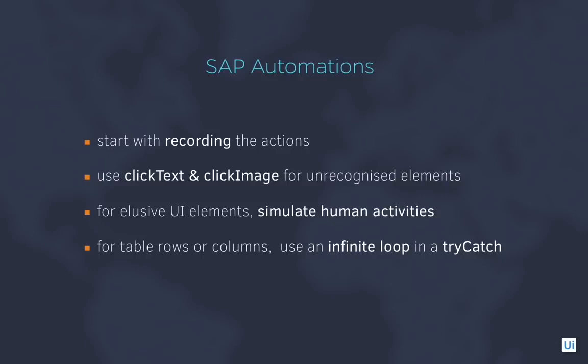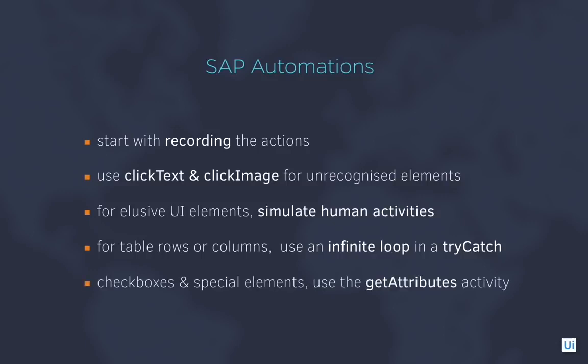The technique you saw was to read each row in an infinite loop until the operation fails. All that in a try-catch block to prevent an actual failure. And for reading special elements, use the getAttributes activity. It shows a bunch of hidden information that can prove very useful.